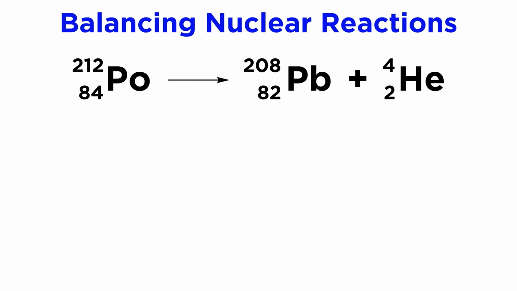Perhaps the best way to understand these nuclear reactions is to learn how to balance them, so let's learn how to do that first. Take a look at this nuclear reaction. This says that polonium-212 becomes lead-208 when it emits an alpha particle. This is a valid nuclear reaction because it fulfills two important criteria.